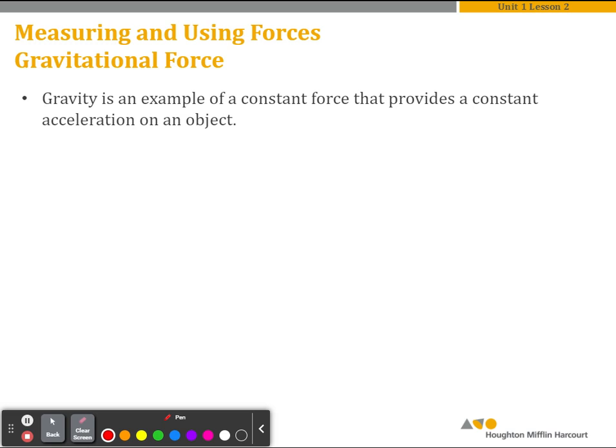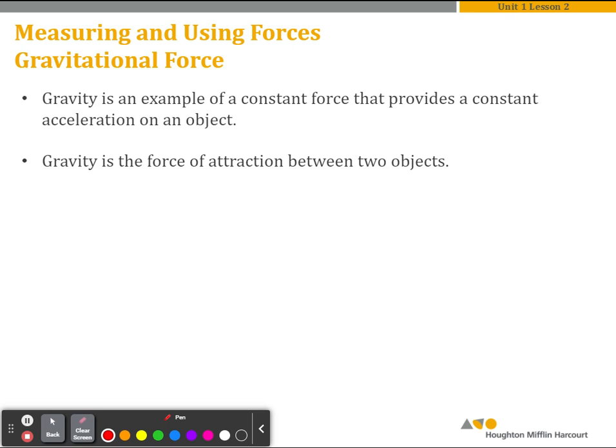Gravity provides constant acceleration on an object. Gravity is always a force that pulls 2 objects together. Some forces can push or pull. For example, a spring can push or it can pull. Gravity, on the other hand, is a force that acts in one direction. It pulls 2 objects together.